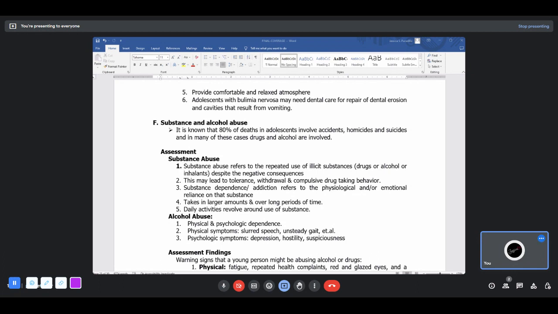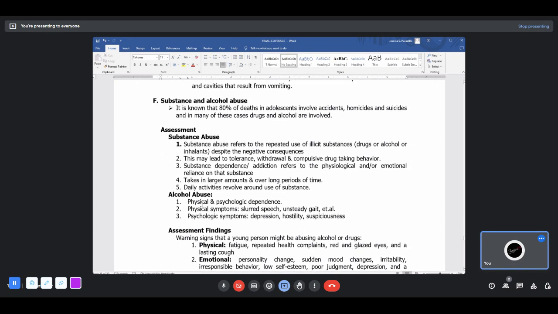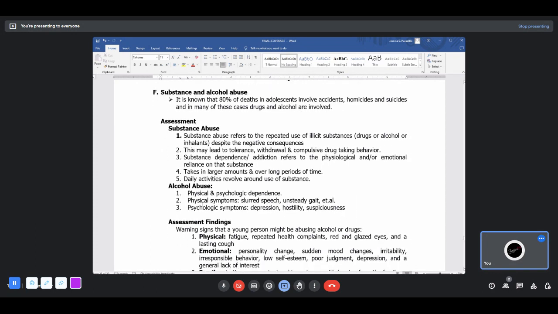Okay, so that is the eating disorders, anorexia nervosa and then bulimia. So next one is substance and alcohol abuse. For this one, it is known that 80% of deaths in adolescents involve accidents, homicides, and suicide, and in many of these cases, drugs and alcohol are involved.